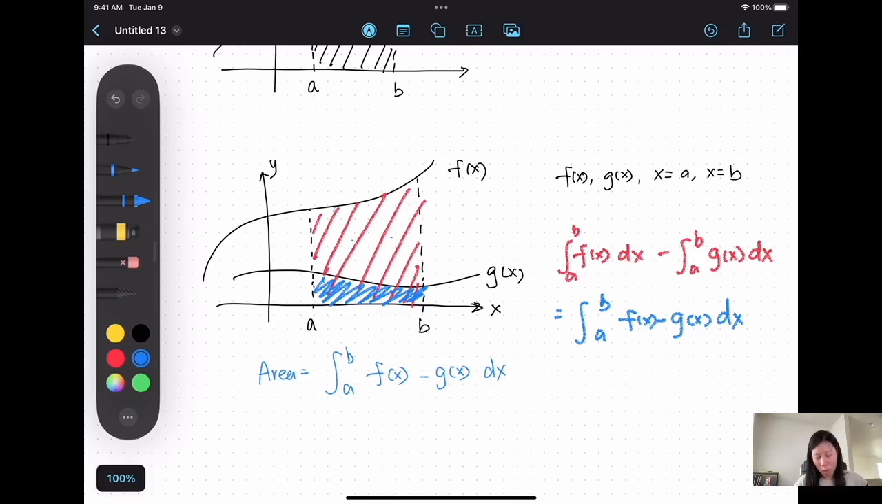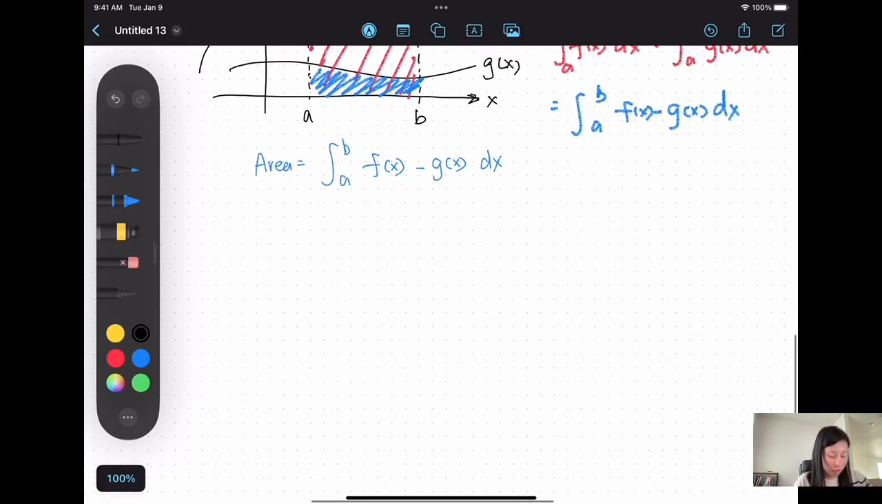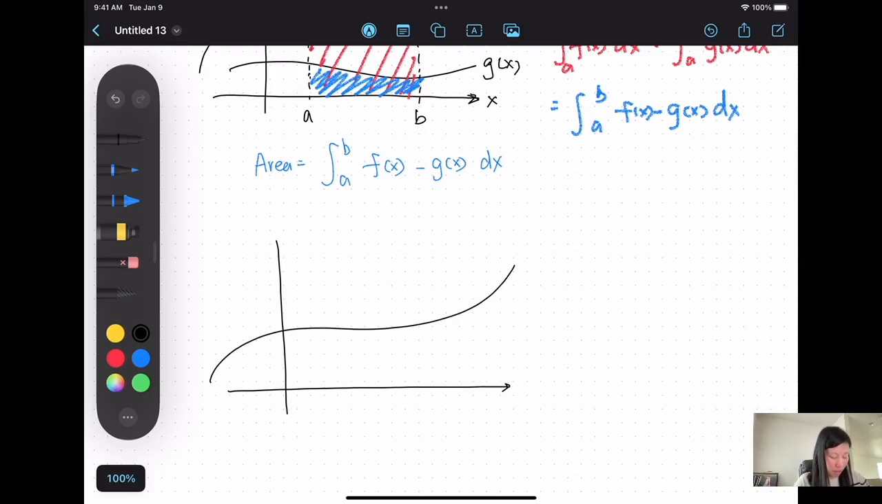Okay, so now we are in the case where f(x) is above g(x). That means f(x) is always greater than g(x) for all x. But what if we are in this situation? This is our f(x) function, and this is our g(x) function. And I want you to find the area from a to b.